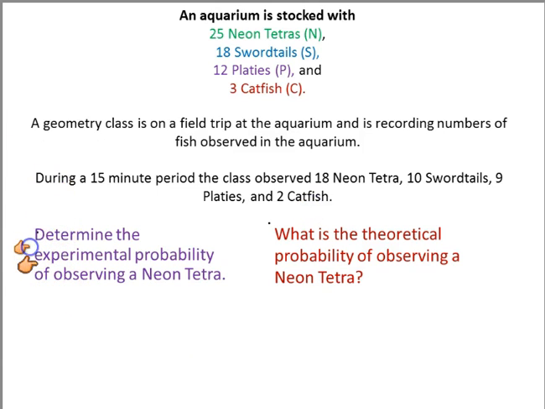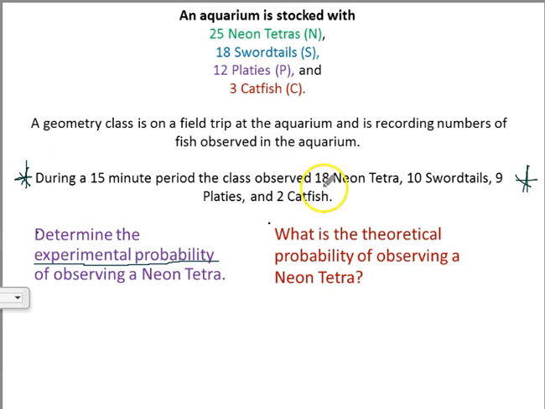Let's start with finding the experimental probability of observing a neon tetra. Which data are we going to use? Would we use this data here, or the data that tells us exactly how many fish are in the aquarium? Because it's asking for the experimental probability, we want to use this data here, what the class observed and wrote down. So what's the experimental probability of finding a neon tetra? How many neon tetras did they see?